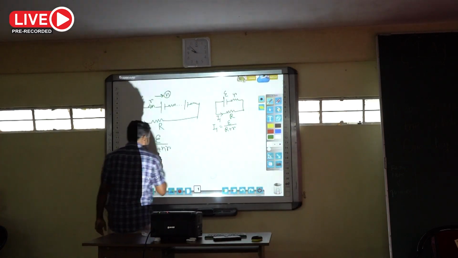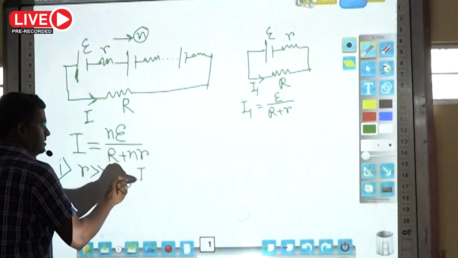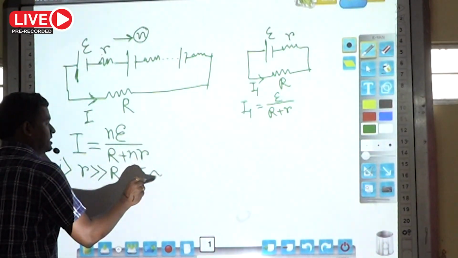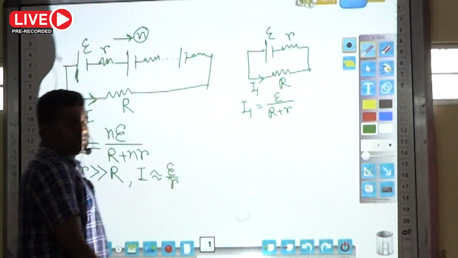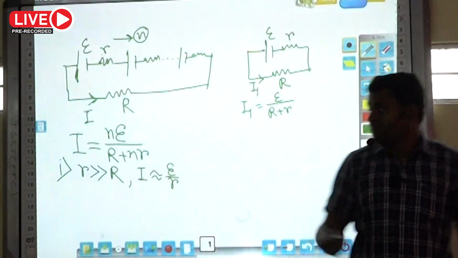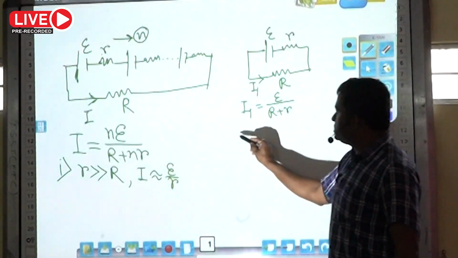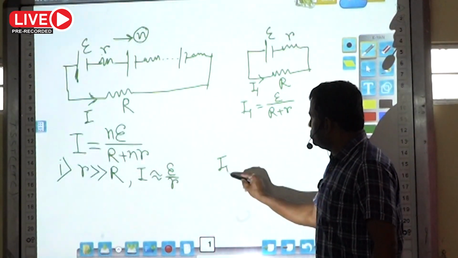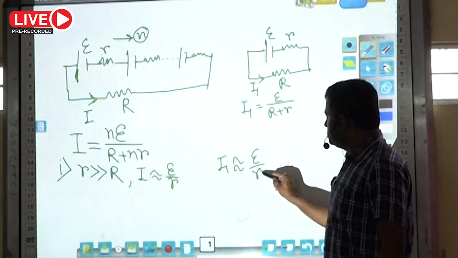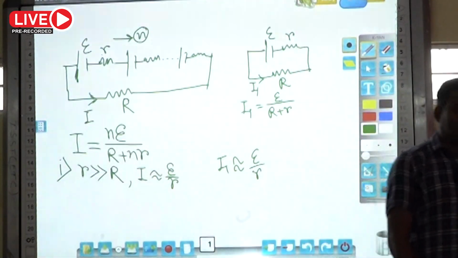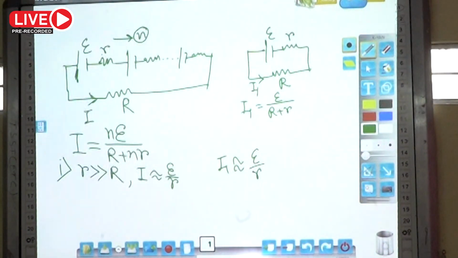So this one reduces to approximately E by small r. What happens to this one? This one also reduces to E by small r. This one also reduced to E by small r.